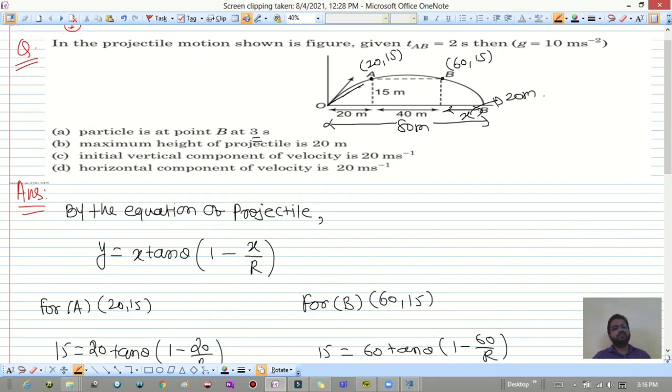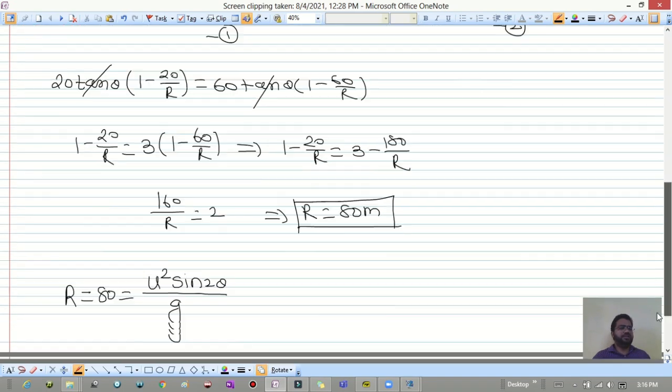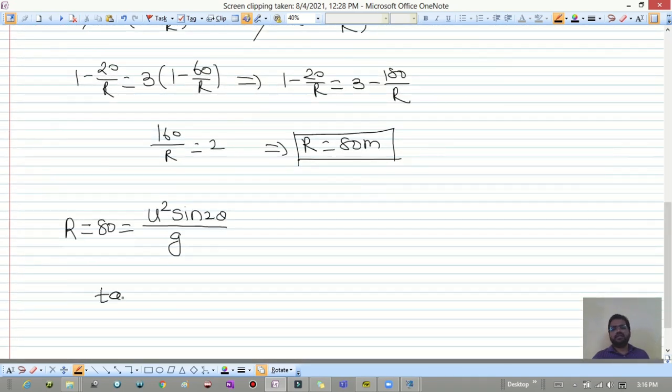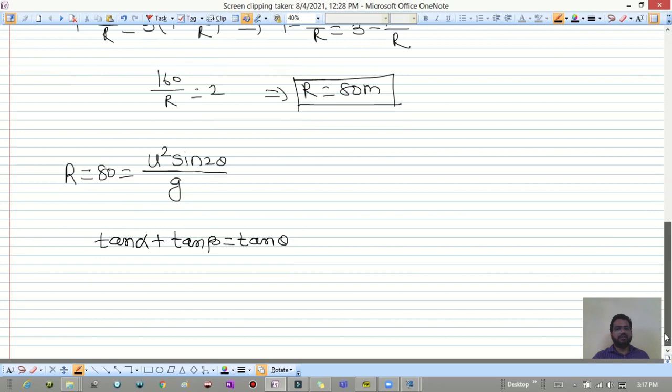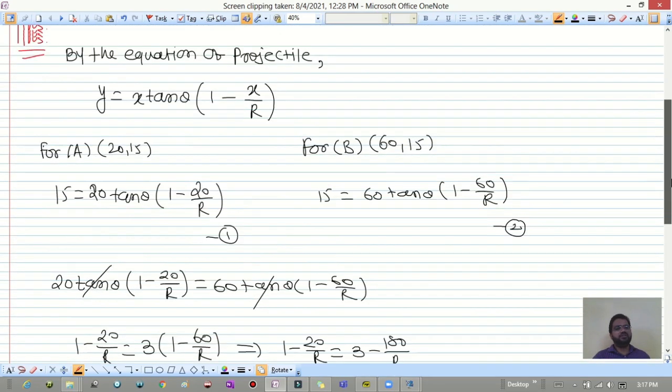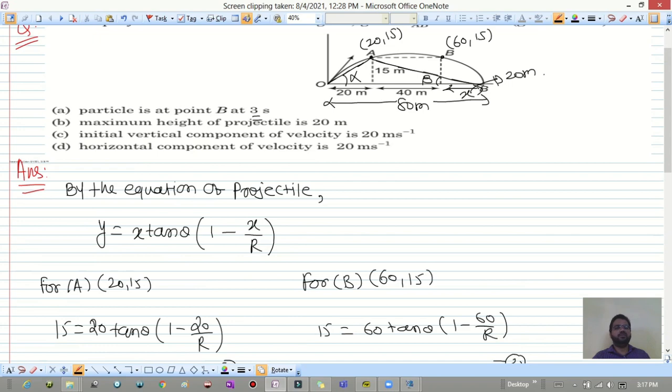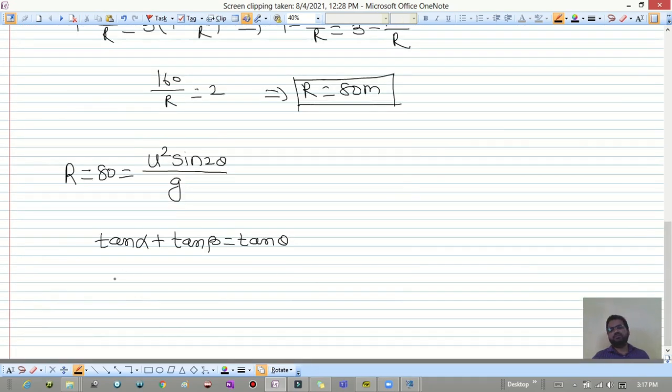So see here, this angle we have is alpha, this angle we have is beta, and we know one relation, and that is tan alpha plus tan beta is equal to tan theta. So what is tan alpha over here? Tan alpha is opposite side, that is 15 divided by adjacent 20. So it is 15 divided by 20 plus what is tan beta? Tan beta is 15 opposite divided by 60 adjacent is equal to tan theta.